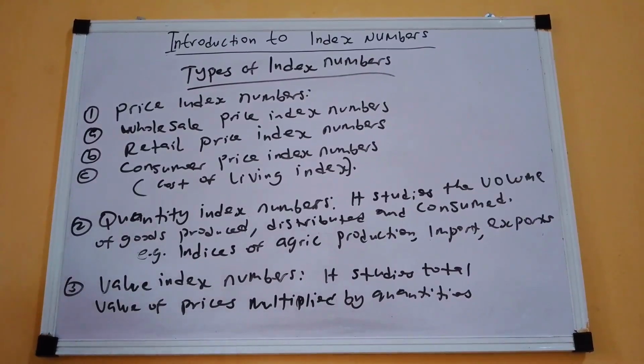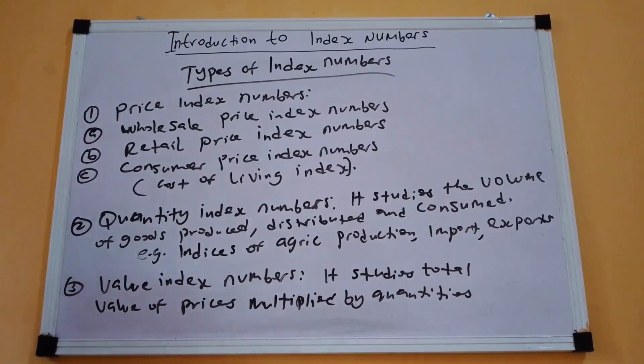So these are the three types of index numbers that we have. We have the price index numbers. The price index numbers are divided into three: the wholesale price index numbers, the retail price index numbers, the consumer price index numbers. The consumer price index numbers is also known as the cost of living index. Then we have the quantity index. This one has to do with the production of goods or manufacturing of goods that are produced, distributed, and consumed. Example is in the area of agriculture, indices of agricultural production, and of course the third one is the value index numbers. So those are the three types of index numbers that we have.